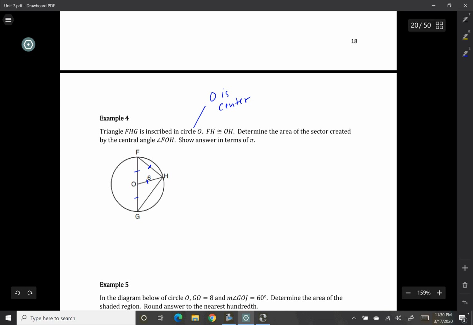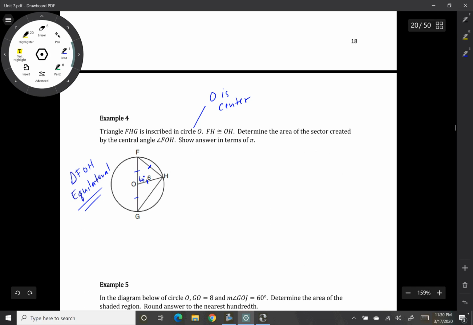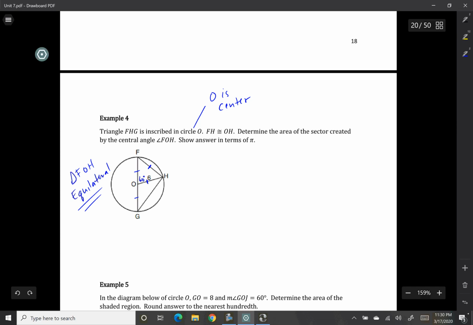Making triangle FOH equilateral. Equilateral means the angles are all 60 degrees. So now I know the central angle is 60. Now it wants us to determine the area of the sector created by central angle FOH. I'm only talking about, and let me use a different color here so it doesn't get confusing, I'm only talking about this sector, which is good because that's the only sector I know the angle of.